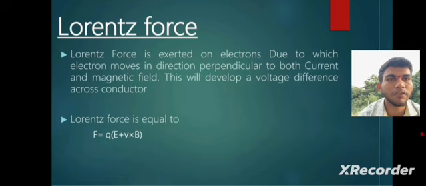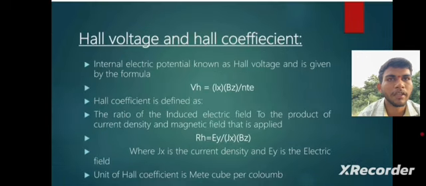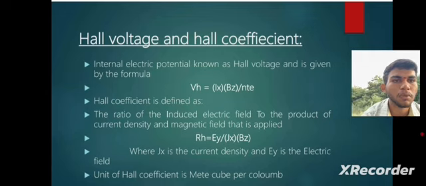The Lorentz force is F equals Q times (E plus V cross B). The voltage across the electron potential is known as the Hall voltage and is given by the formula VH equals I times Bz divided by n t e. The Hall coefficient is defined as the ratio of the induced electric field to the product of the current density and magnetic field, RH equals Ey divided by Jx Bz, where Jx is the current density and Ey is the electric field.